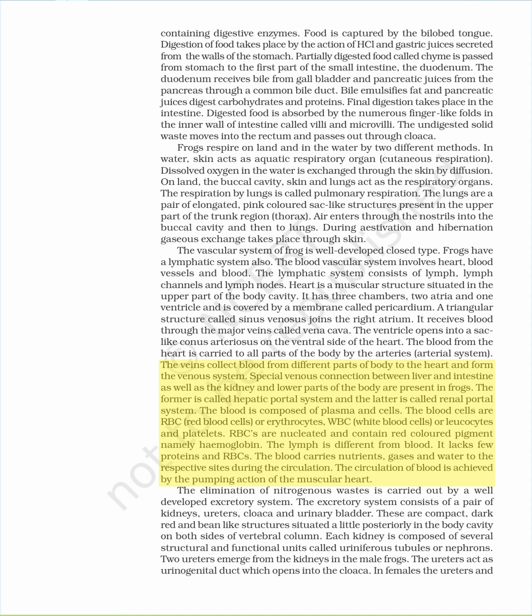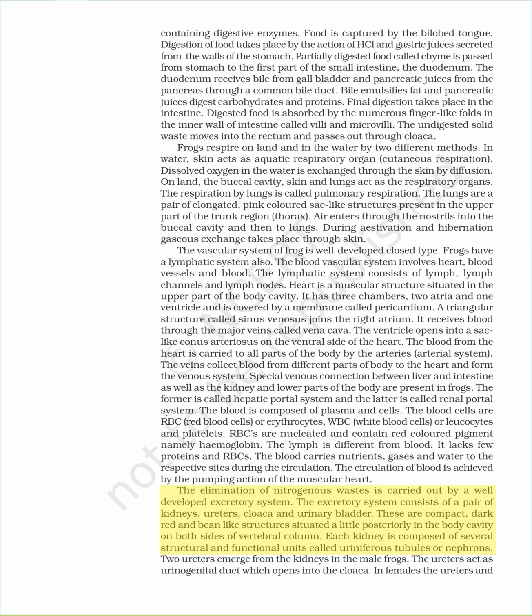The blood is composed of plasma and cells. The blood cells are RBC, red blood cells or erythrocytes, WBC, white blood cells or leukocytes, and platelets. RBCs are nucleated and contain a red-colored pigment, namely hemoglobin. The lymph is different from blood. It lacks a few proteins and RBCs. The blood carries nutrients, gases, and water to the respective sites during circulation. The circulation of blood is achieved by the pumping action of the muscular heart.